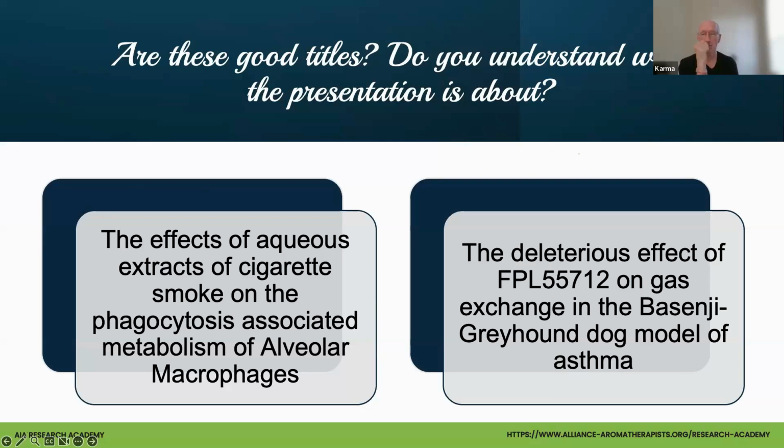Okay. After I finished everything and I was in fellowship, I did the research on the right. The deleterious effect of FPL 55712 on gas exchange in the Basenji Greyhound dog model of asthma. What is that about? What are Basenji Greyhounds? What is the dog model of asthma? And what the heck is FPL 55712?